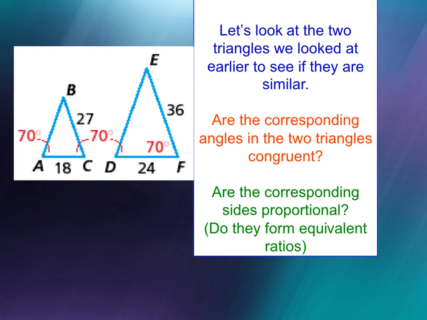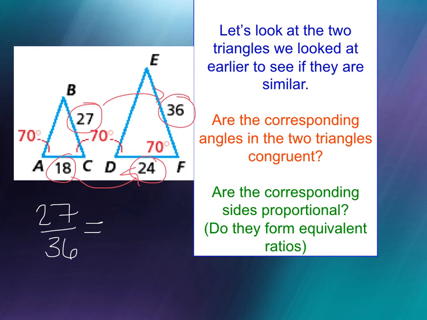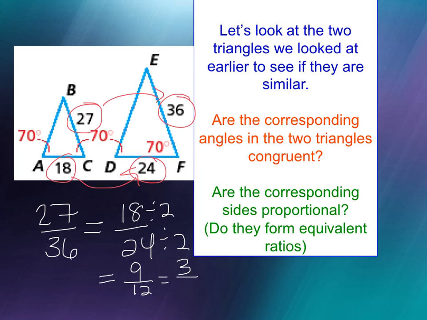Now what we need to look at is, are the corresponding sides proportional? Do they form equivalent ratios? A way to do that is to set up some ratios. We're going to use 27 to 36 and then 18 to 24 because we're talking about the corresponding sides. Let's see if this is a true proportion. We do 27 over 36 because it's BC to EF, and this is equal to 18 over 24. Is it? Well, if we divide this one by 2 and 2, I get 9 and 12. I can reduce it further and get 3 over 4. For this one over here, I can divide the top and bottom by 9, and I would get 3/4. So yes, they are similar triangles since they have corresponding angles congruent, and they also have sides that are proportional. They form equivalent ratios.